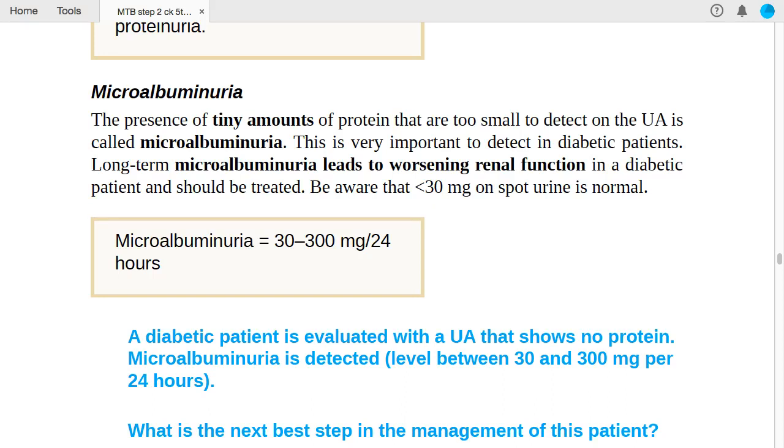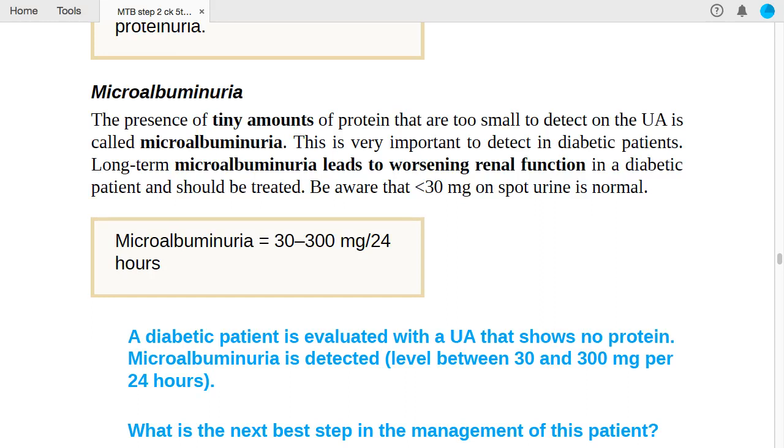Long-term microalbuminuria leads to worsening renal function in diabetic patients and should be treated. If it's long term, definitely it's going to worsen the renal function, especially if the patient has diabetes. In those patients, the kidneys are usually compromised and there's diabetic nephropathy. So we have to treat that.